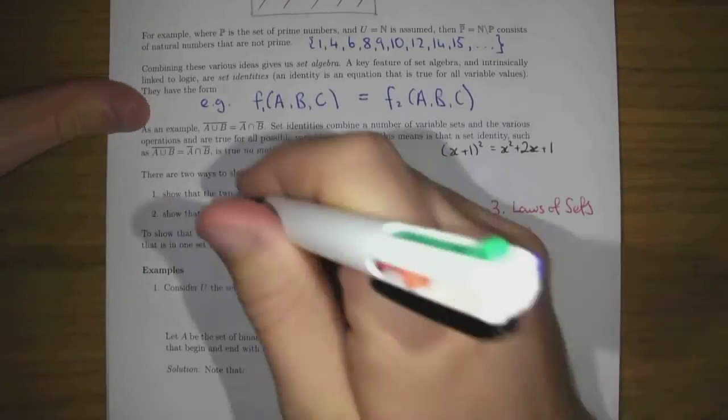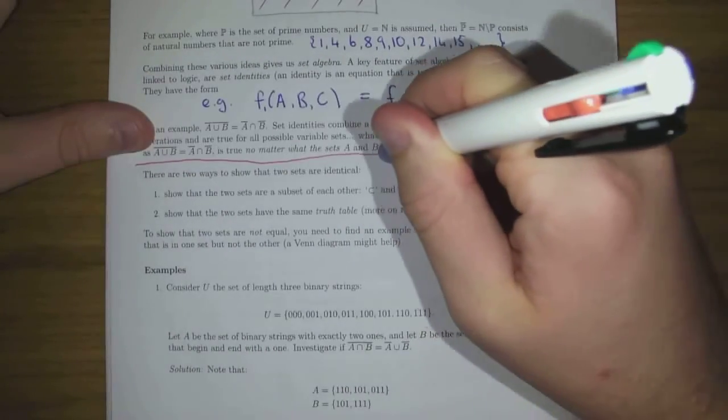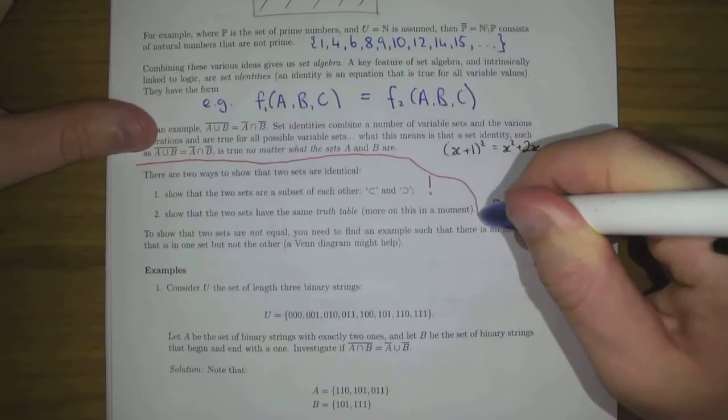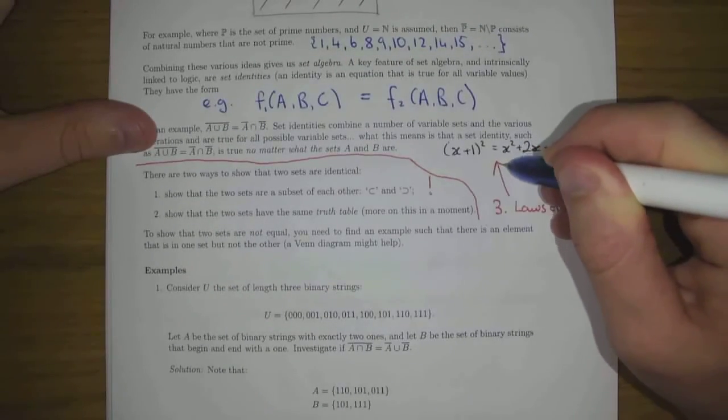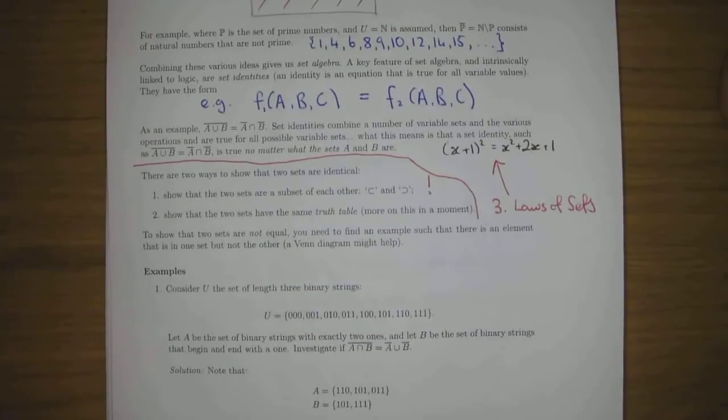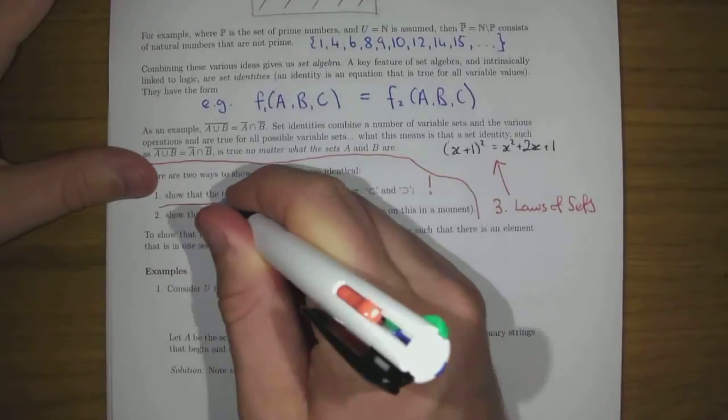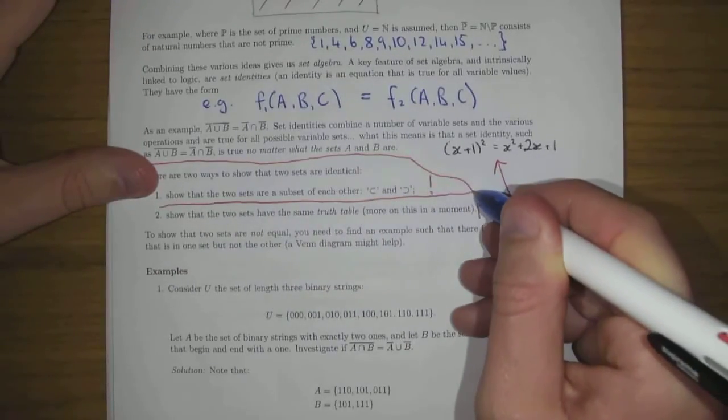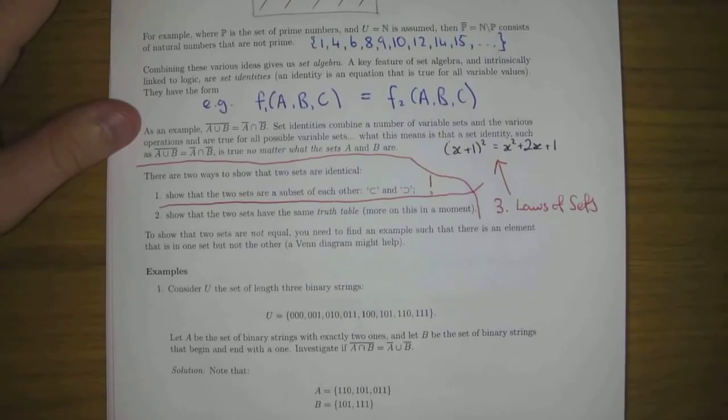There's just an issue here, is that this is kind of different to this, and this laws of sets is referring to this, and this is kind of in both of them. Alternatively, you can show that they have the same truth table, but we'll see that a bit later.